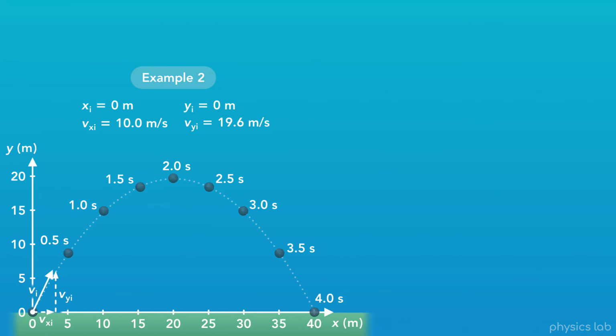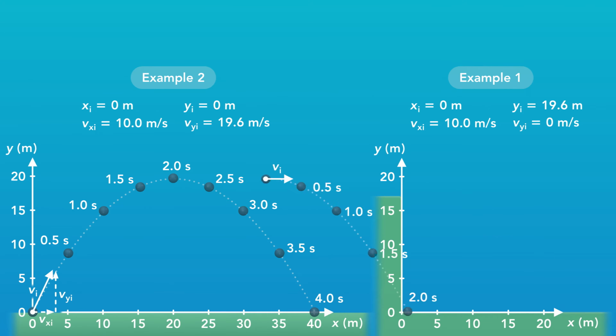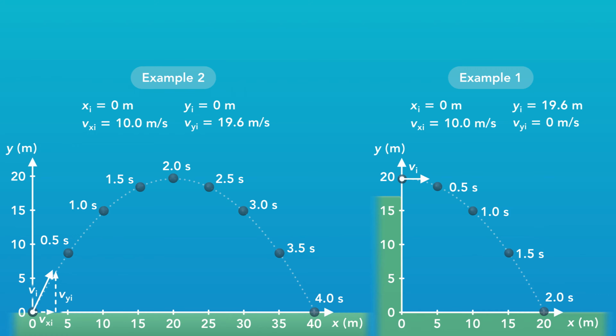So how does this motion compare to the first example? In that example, the ball started at some height with a horizontal velocity. That motion is just the second half of this motion. It just starts 2 seconds later when the ball is at the maximum height. The x velocity is 10 meters per second and the y velocity is 0. They both take 2 seconds to fall from the maximum height to the ground.